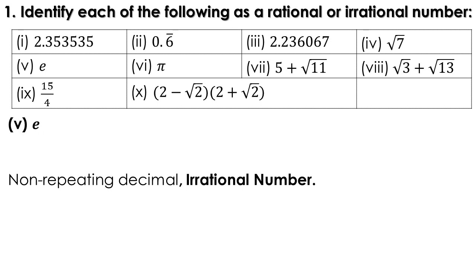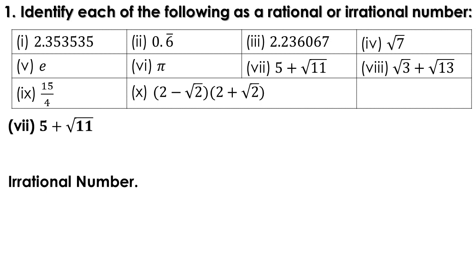Now, e is a very special number that comes up in math, especially when dealing with things like growth and decay. Its decimal goes on forever without repeating. So, e is an irrational number. Next up is pi. We use pi when we calculate the circumference of a circle. Pi is another example of a number that goes on forever and doesn't repeat, so it's an irrational number.